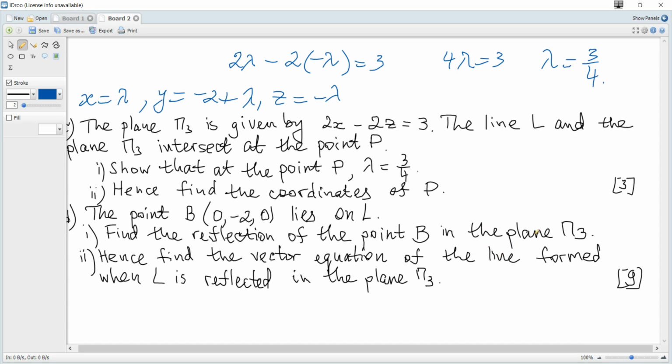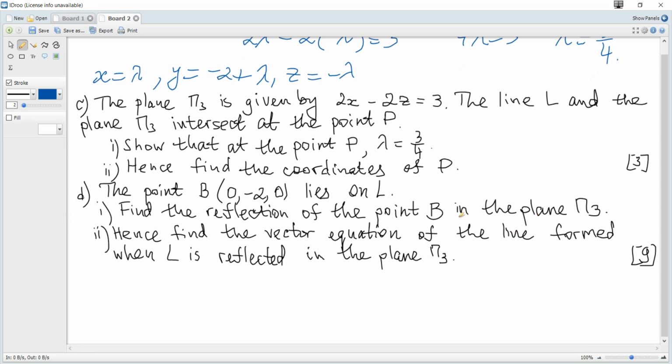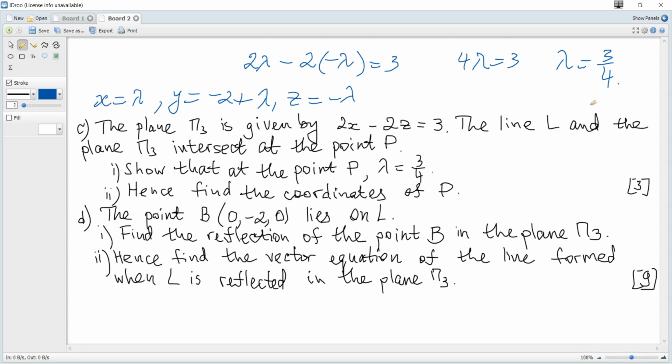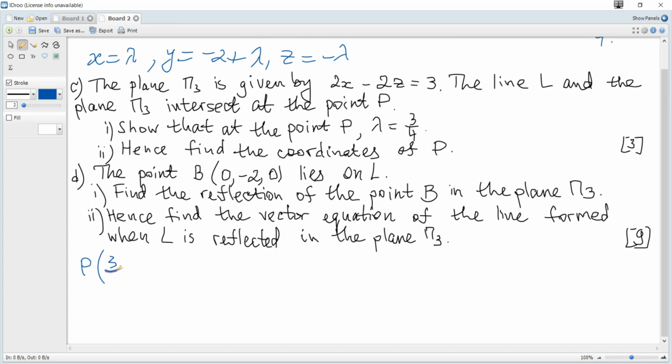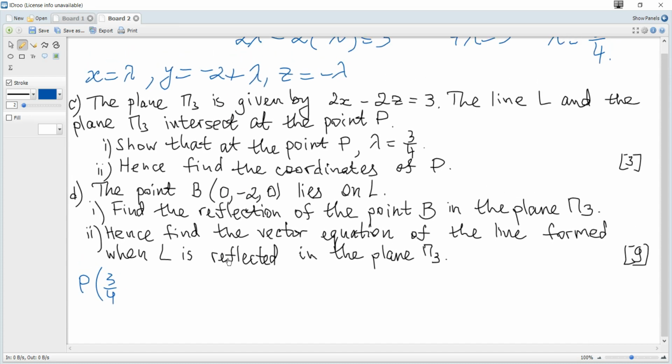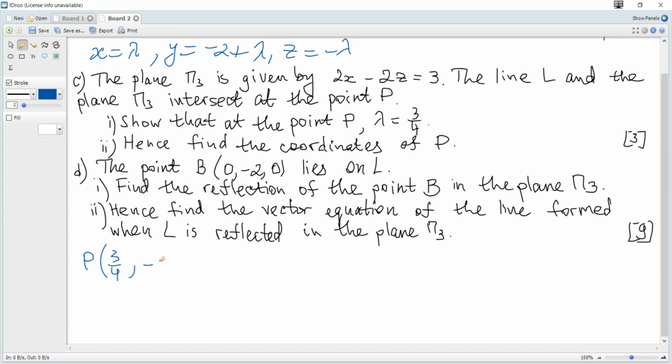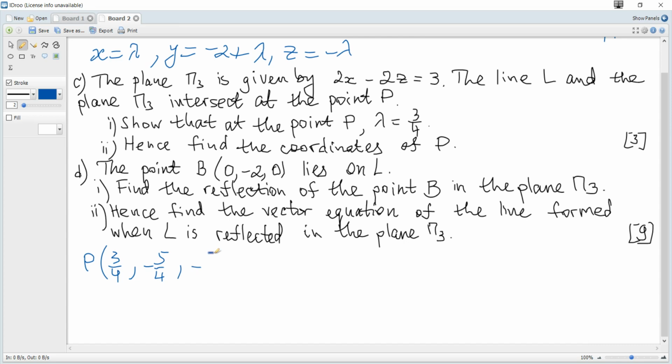And to find the coordinates of P, we just substitute 3 over 4 for lambda into x, y, z, hence coordinates of P are 3 over 4, -2 plus 3 over 4, it's -5 over 4, and -3 over 4.